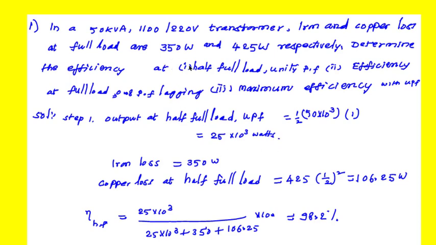And iron loss is given, that is 350, which is a constant value. Then what is the copper loss under this half load condition? So copper loss for full load condition we know, for a half full load, copper loss is equal to (1 by 2) whole square into full load copper loss, that is 425, that is equal to 106.25 watts.